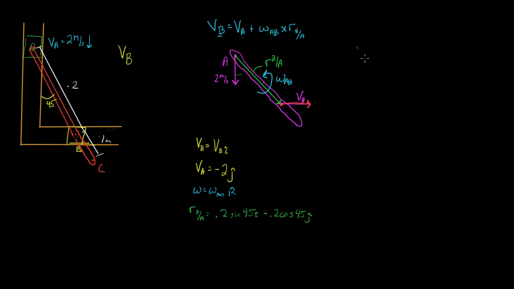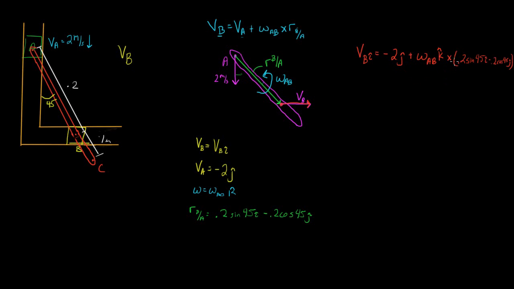So if we put this in, we get VB with an i component is equal to this VA, which is minus 2 times a j component, plus this angular velocity, omega AB, of a k component, crossed with this position vector, which is 0.2 times the sine of 45 i minus 0.2 times the cosine of 45 j. And I hope that's all on the screen. I'll move over a little bit.